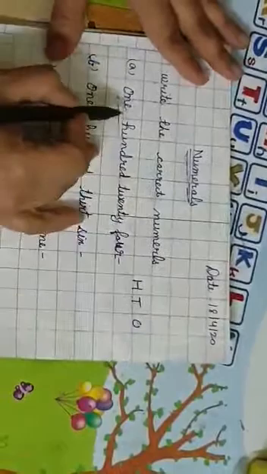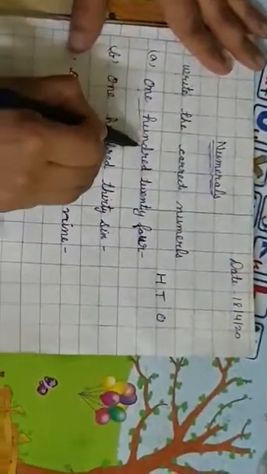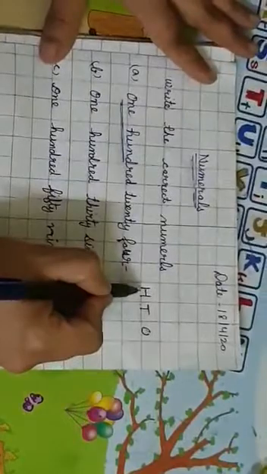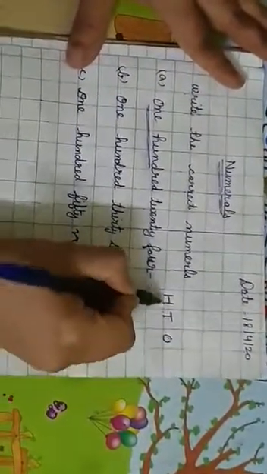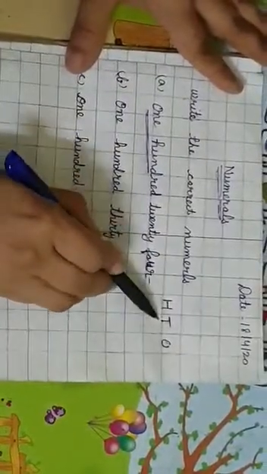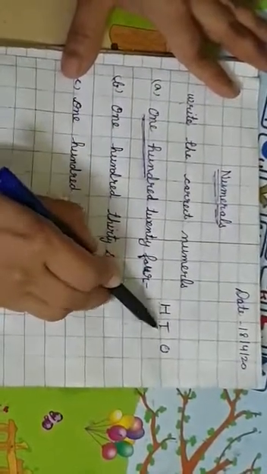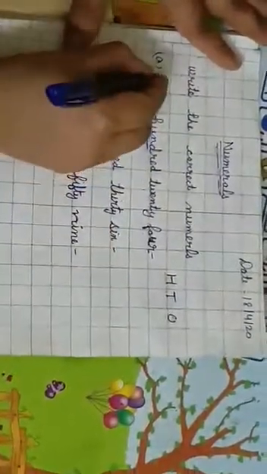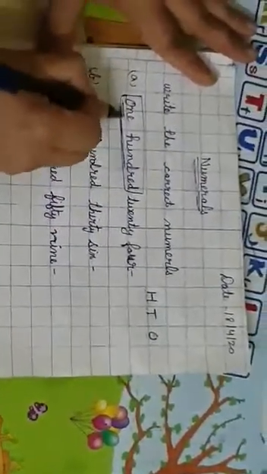Now, I am having a number 124. 100 is given here. So, first of all, I will write HTO here. H stands for 100, T stands for tens and O stands for ones. So, here the number given is 100.